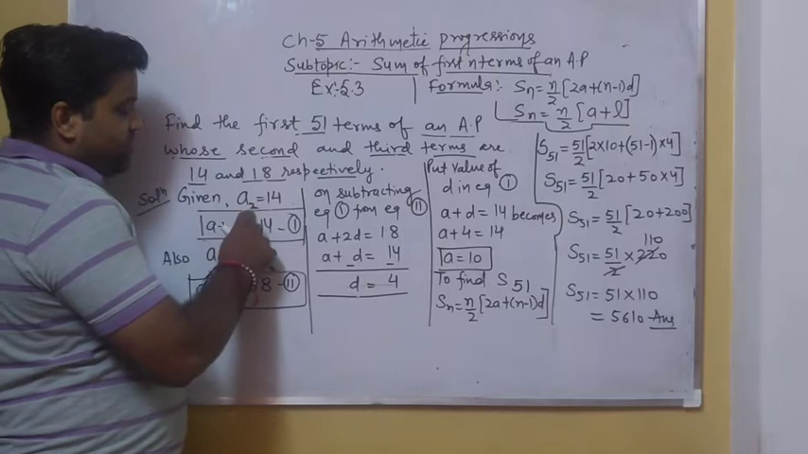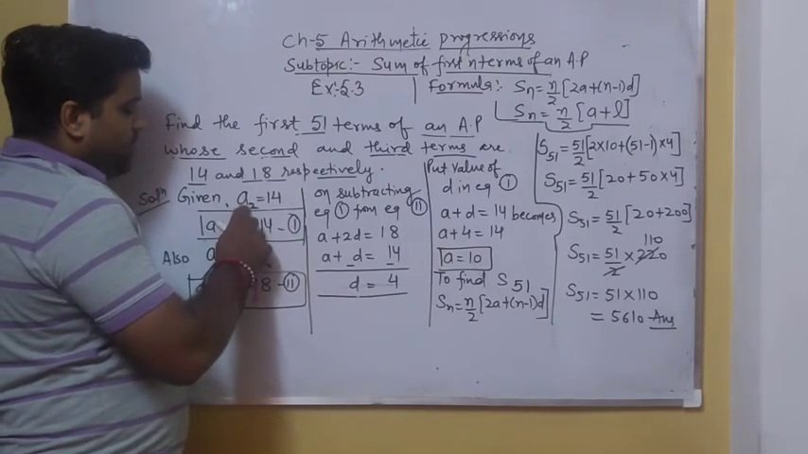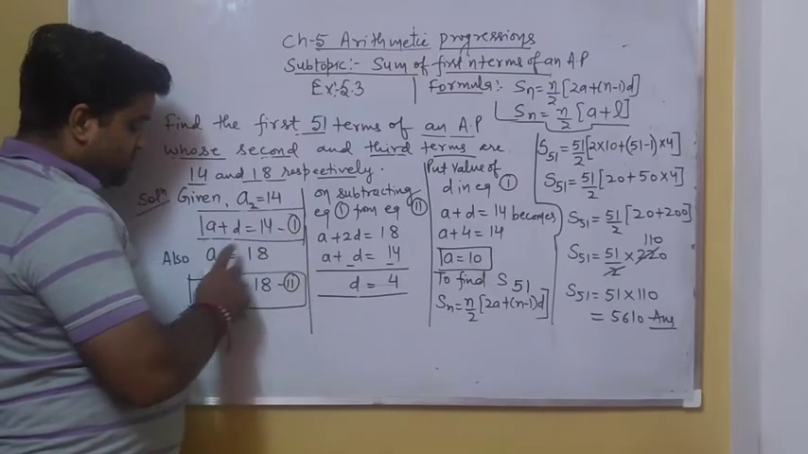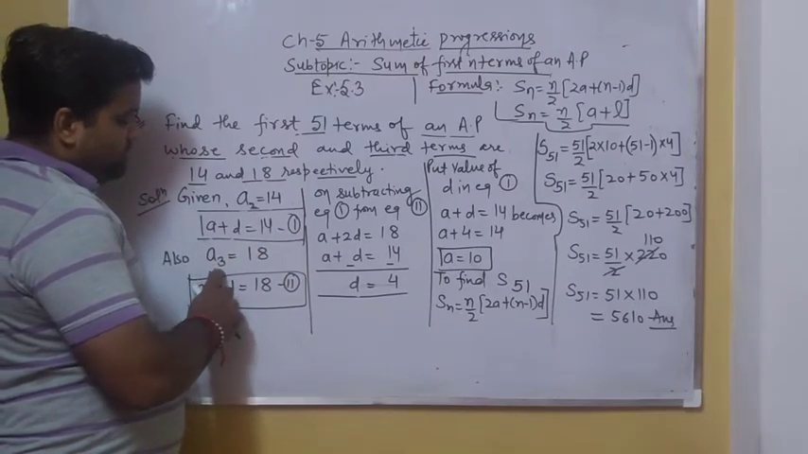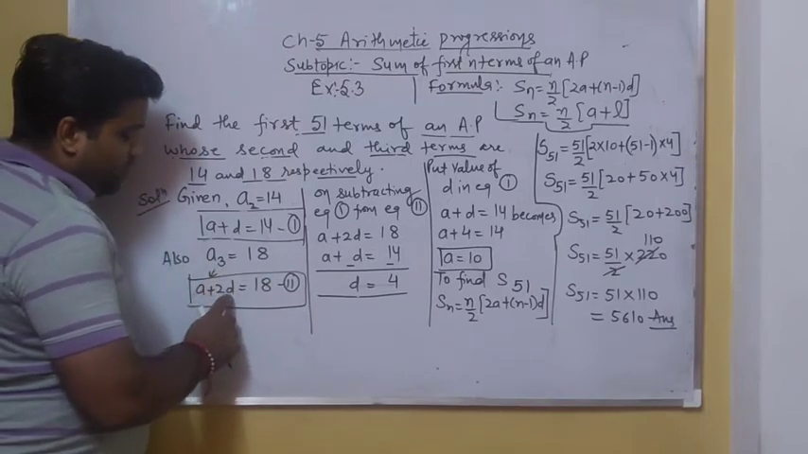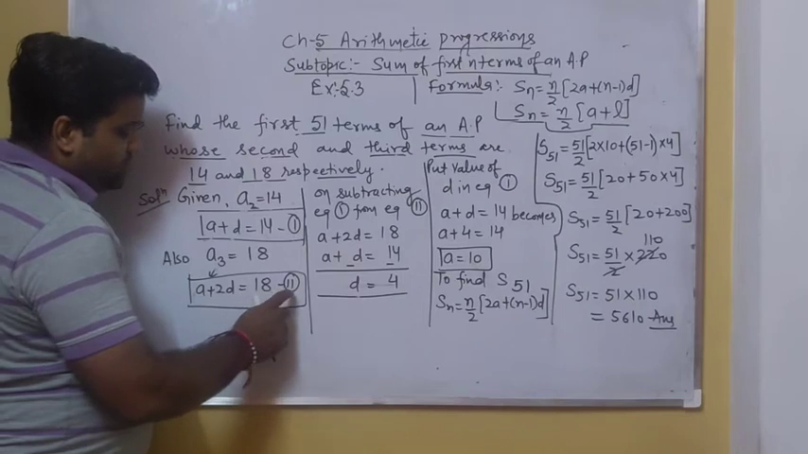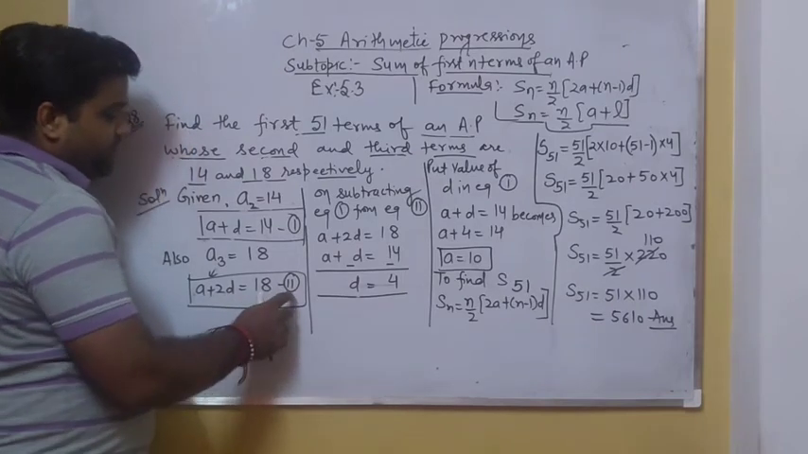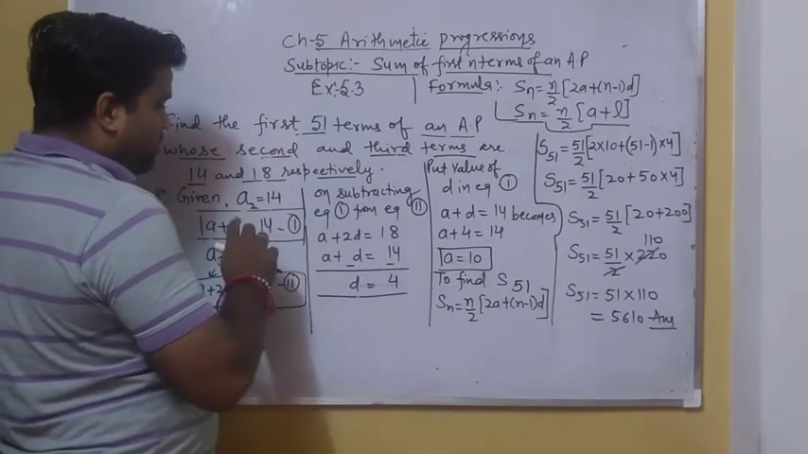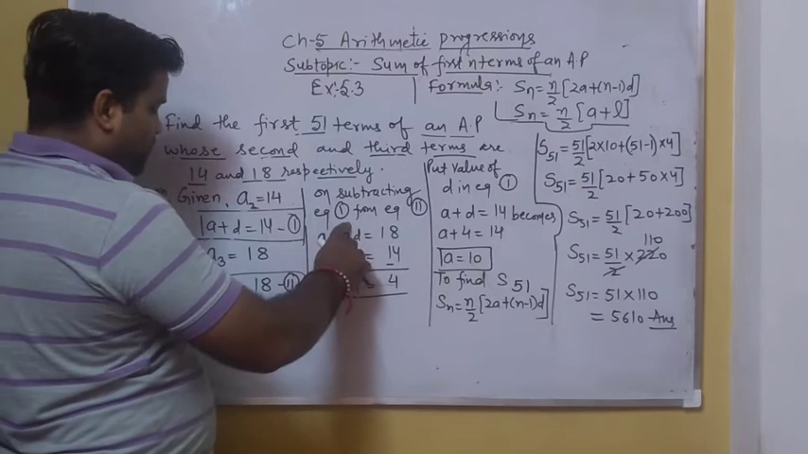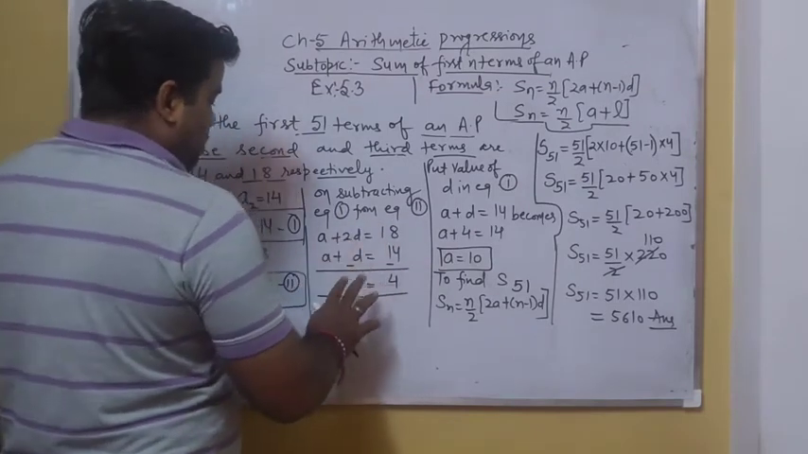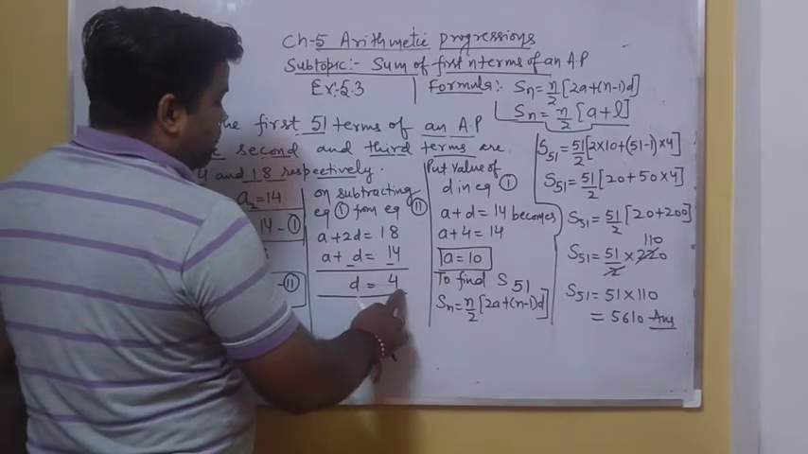The second term is given, which is a2 equal to 14. We can write this second term as a plus d equal to 14, and we consider it as equation number first. Similarly, the third term, denoted by a3, equal to 18, we can write as a plus 2d equal to 18, which is the second equation. Here, applying the elimination method, on subtracting equation number first from equation number second, arranged in horizontal form and changing the sign during subtraction, we get the value of d equal to 4.